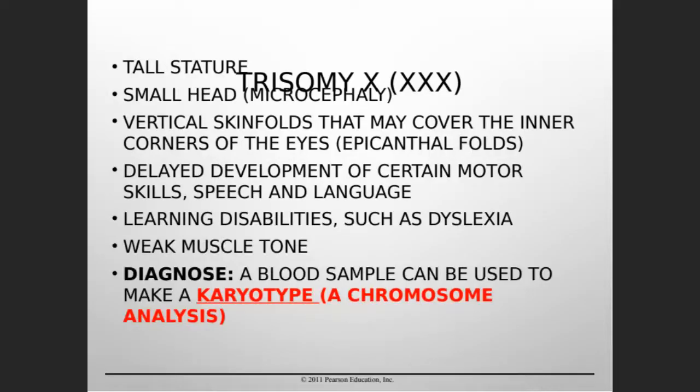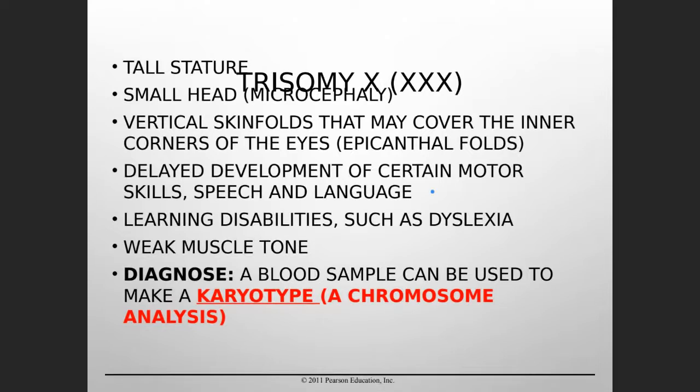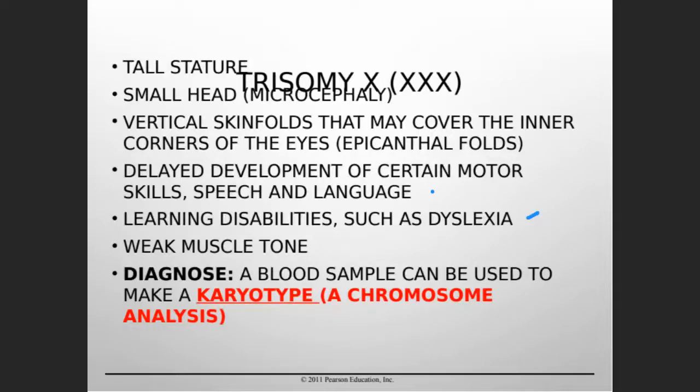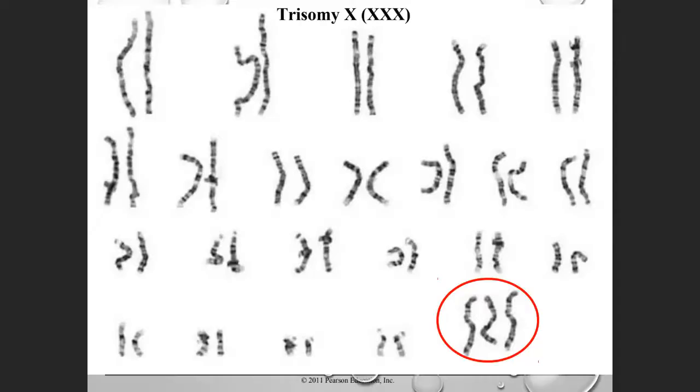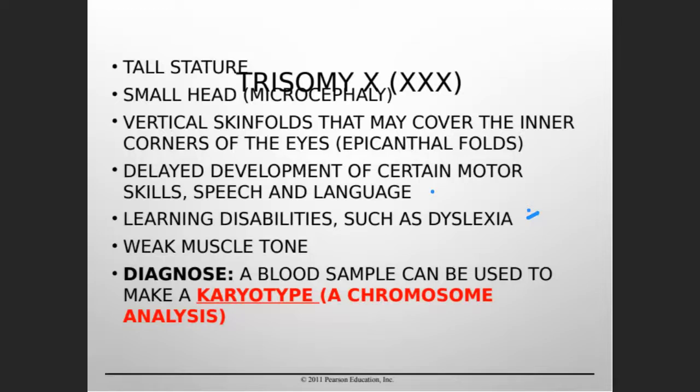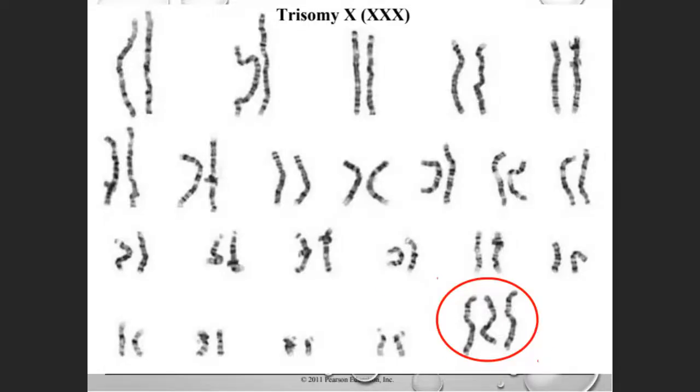Trisomy X, which is triple X here, so a female with an extra X chromosome. And again, these also vary in severity. So tall stature, sometimes they have that microcephaly, the small head. Vertical skin folds that cover the inner corners of the eyes. Okay, delayed development of certain motor skills, speech and language. But again, this is variable. Okay, learning disabilities, dyslexia. But again, there are varying degrees of this. Okay, weak muscle tone. And again, you look at the karyotype here and you see it down here. So this is going to be trisomy X, right? Because you see 3 X chromosomes in this particular karyotype.